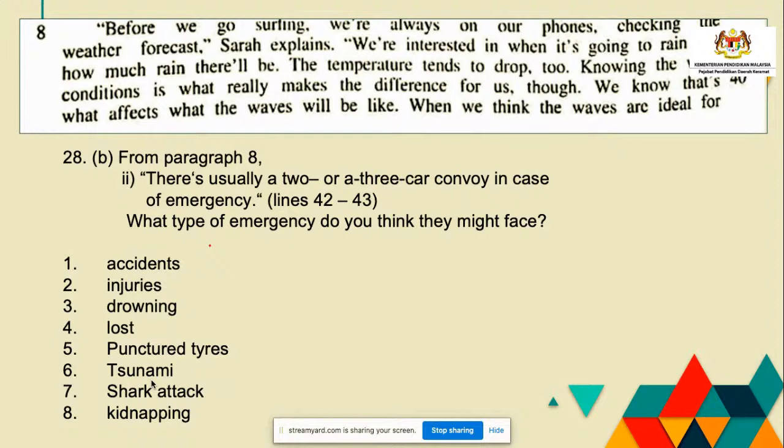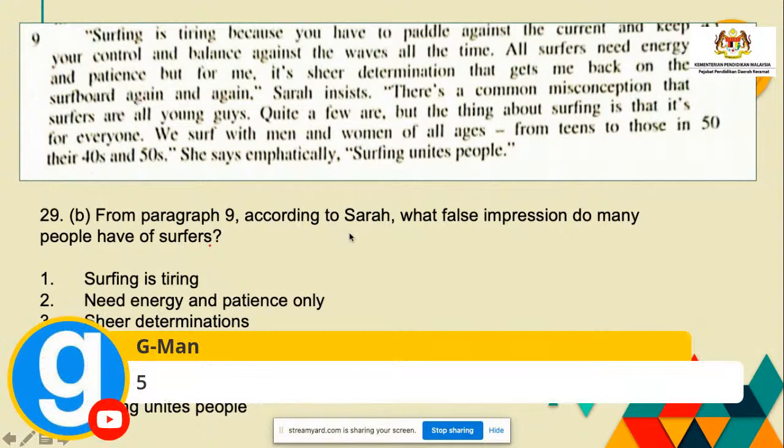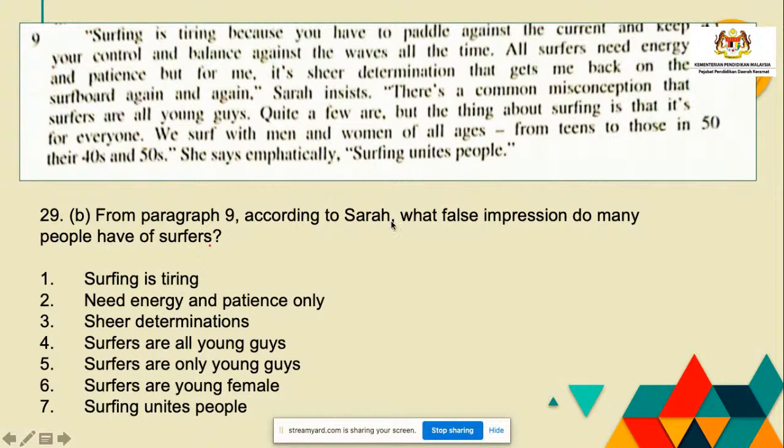Number 9, from paragraph 9. According to Sarah, what false impression do many people have of surfers? From paragraph 9, according to Sarah, many people, what false impression? What does false impression mean? A wrong assumption. What false impression do many people have of surfers? So, we look for it in the text.